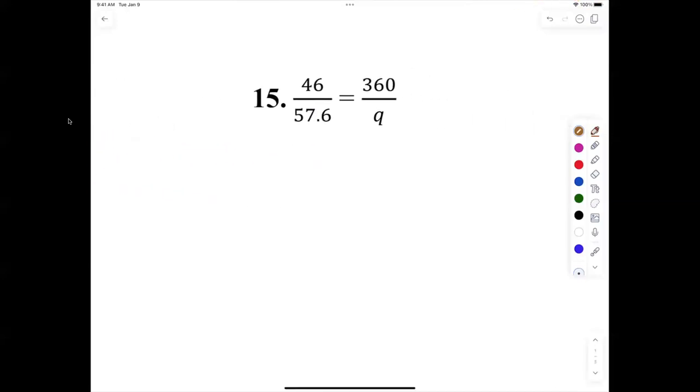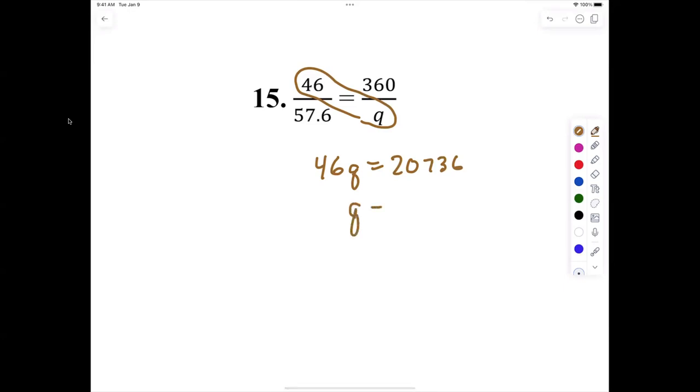Okay, so we're doing Q 4 not 4 6. So how do I say that? 46Q, right? Say the number first. We have a number and a variable, that's all. Equals, tell me what that equals. 20,736. And then you're going to divide this. And what do we get?